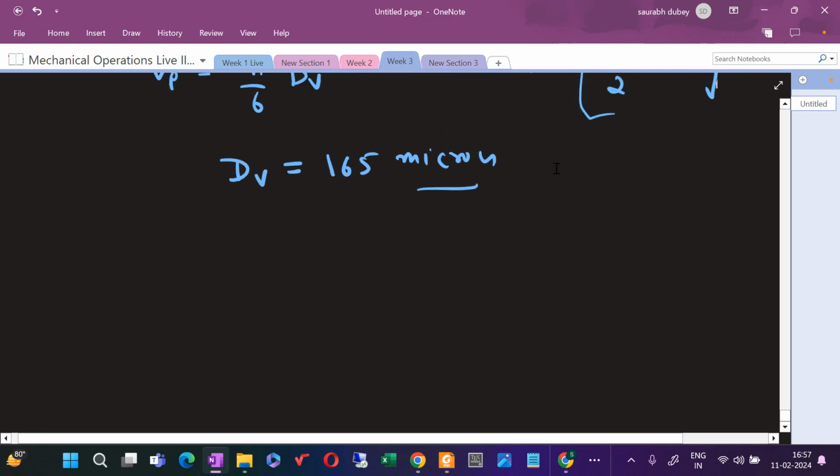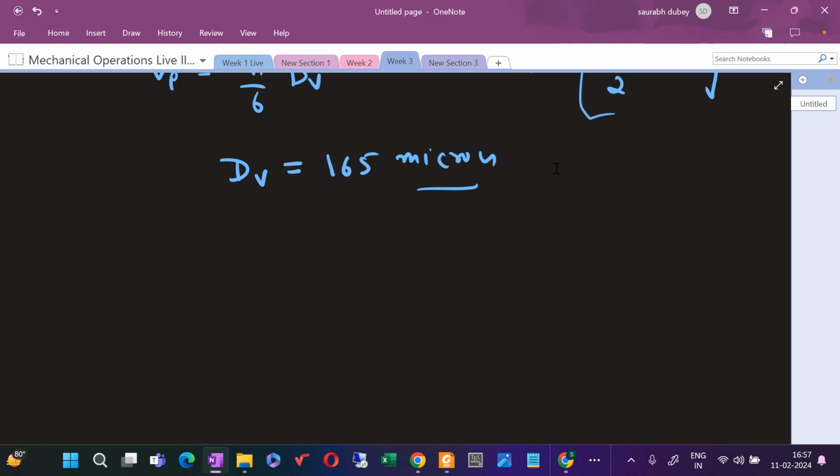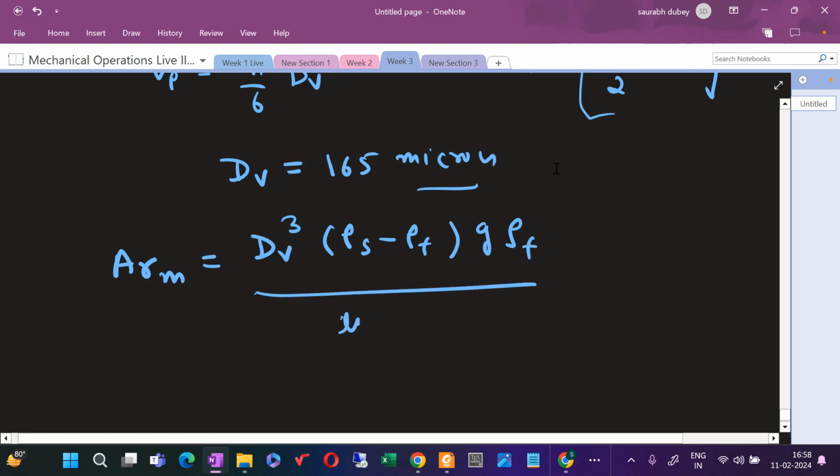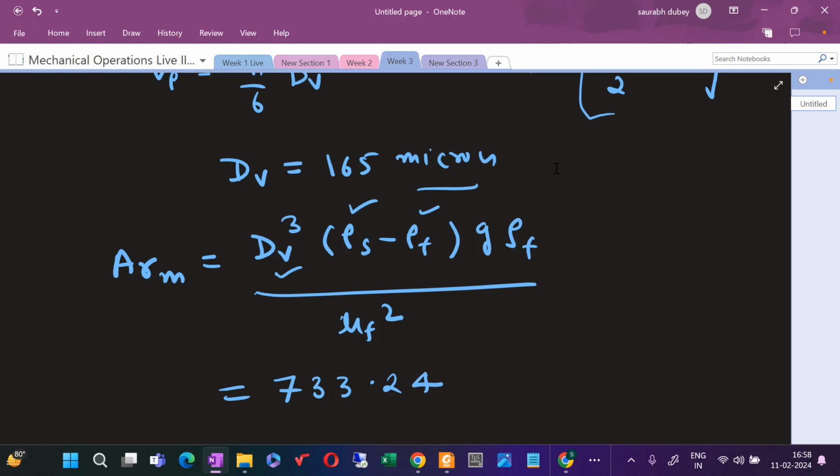That is nothing but the Galileo number. Both are the same. This has been explained in the lecture also, in one of the examples while discussing liquid fluidization. So Archimedes number at minimum fluidization you can calculate using the dv value that you have calculated, using the formula as given. All the values are known, and when you put them in, you get 733.24, which is the Ar value.